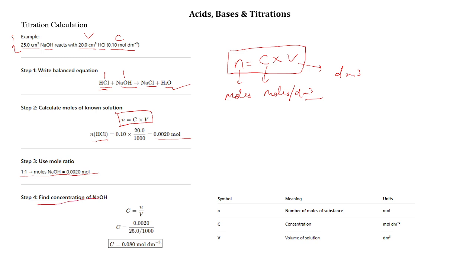And find the concentration of NaOH. How would you find it? Again, from this equation you have the number of moles of NaOH, and the volume of NaOH is given, but you have to divide it by 1000. Because it is n by V, moles upon volume, you have to convert to decimeter cube, so this is the answer.